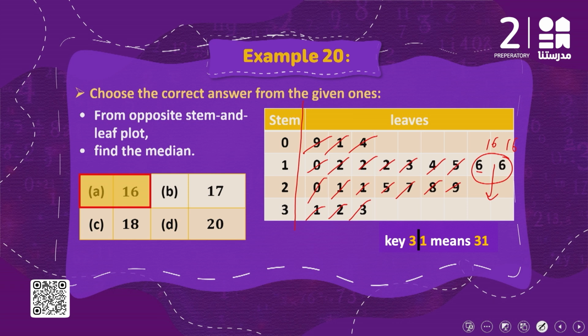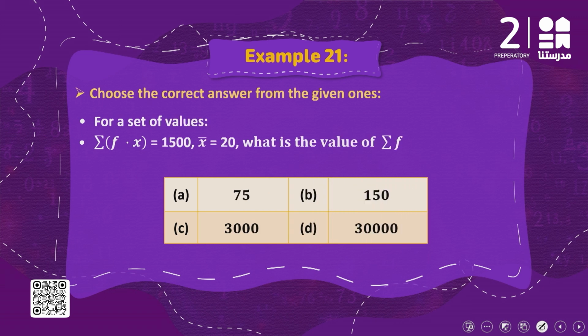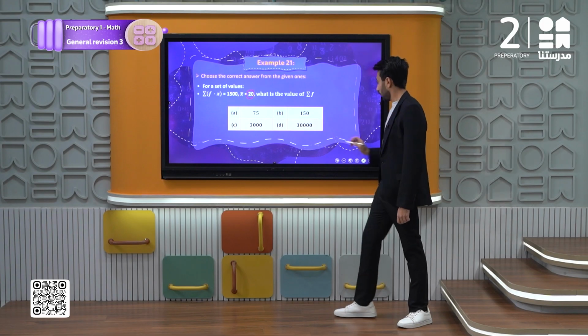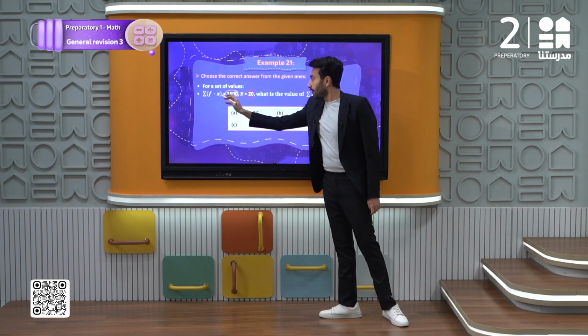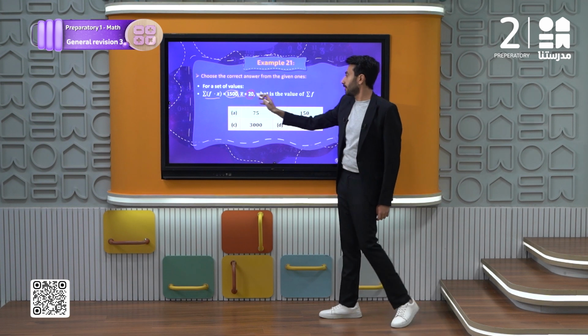This is a choose question, or choices question. Find the correct answer for a set of values. The sum of f multiply x is 1,500, and the x bar, which is the mean, is 20. Take care about this one. Here you have the multiplication, here you have the mean.